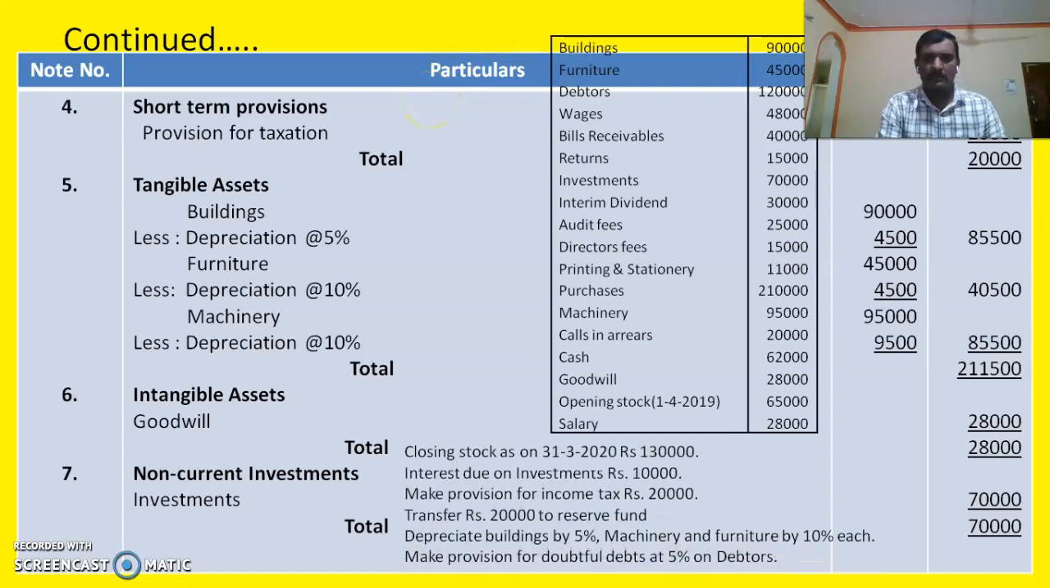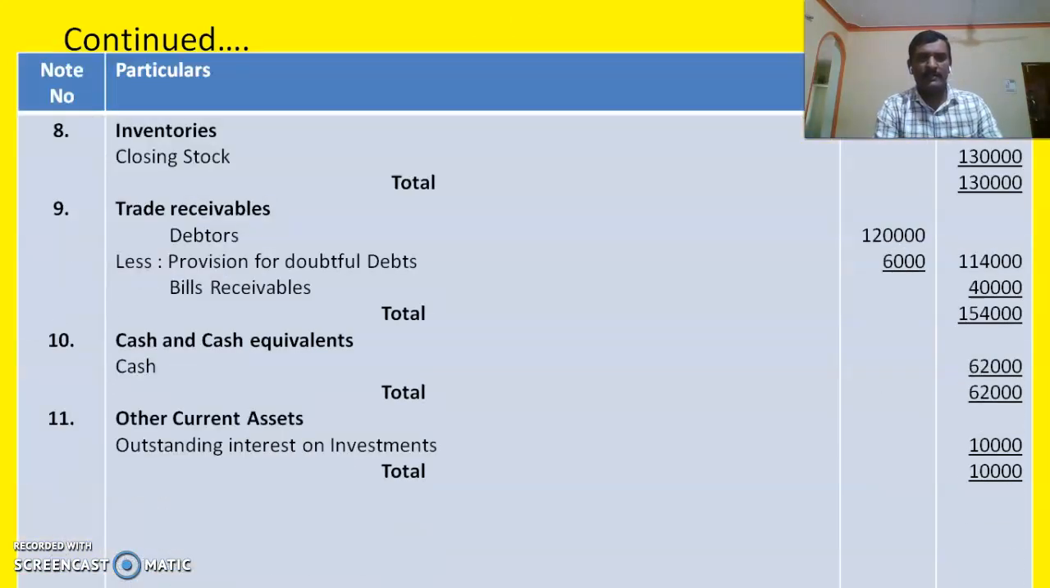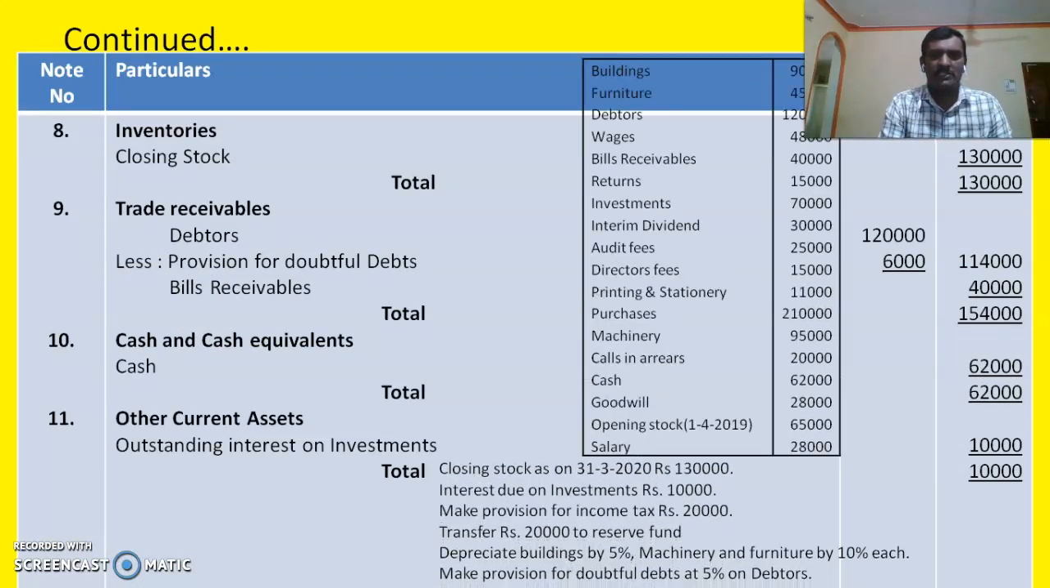Then we can go for the most important item, that is the inventories. Regarding this, the information is given in the adjustment, that is closing stock, that is to be taken. Then trade receivables, about this, debtors and bills receivable items are given in the trial balance. We have to refer to that, and for that we have to adjust the provision for doubtful debts given in the last adjustment. Then cash and cash equivalents, only one item is given, that is to be taken from the trial balance. Then as far as other current assets is concerned, outstanding interest on investment is given in adjustment number 2, and that is to be taken under this head.